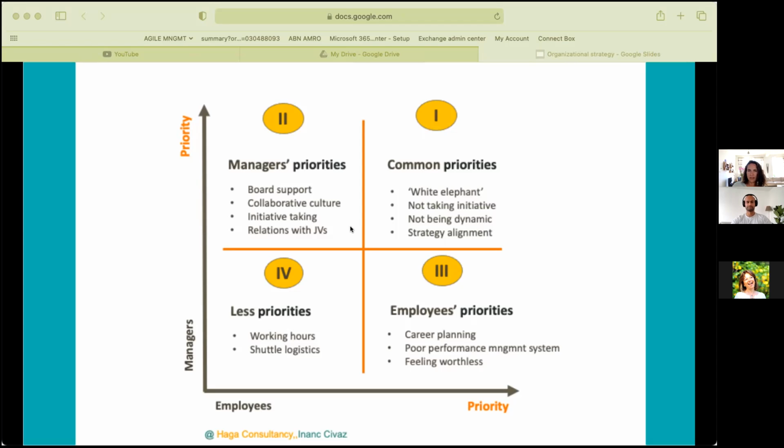So we had decided to start our projects by focusing on this white elephant and not taking initiative and strategy alignment within the company. As you see, this basic tool to make the priorities a little bit transparent may look simple, but being able to talk in front of the board helps a lot to start our implementation and go to the execution of our strategy.